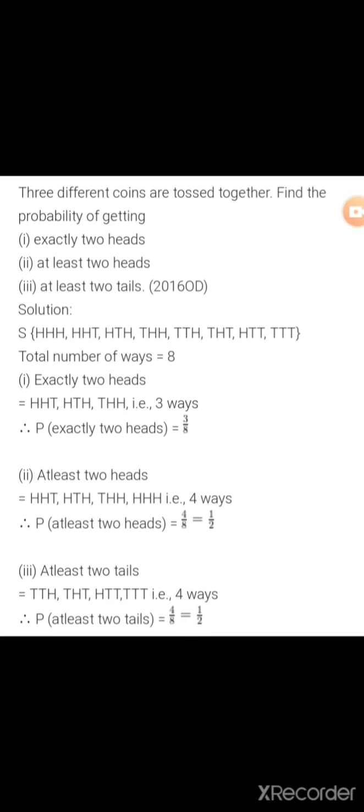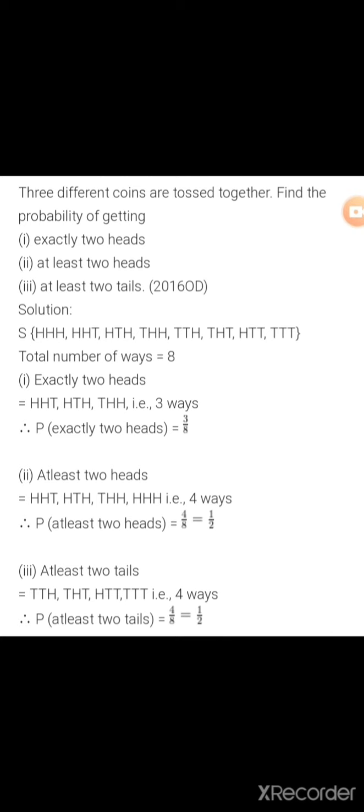Exactly means only 2 heads. Okay. So for 2 heads, how many outcomes are there? 3 outcomes are there: HHT, HTH and THH. Outcomes with 2 heads, so 3 ways you can write. So 3 is our favorable outcome. So 3 by total outcomes 8. So 3 by 8 is the probability. Then at least 2 heads, that we have discussed in the previous question, that is 4 by 8, which is equal to 1 by 2.